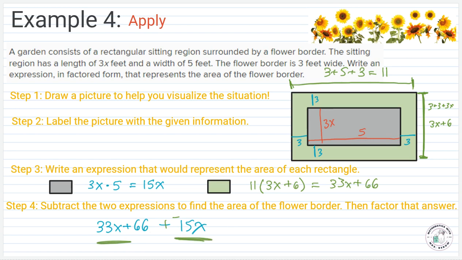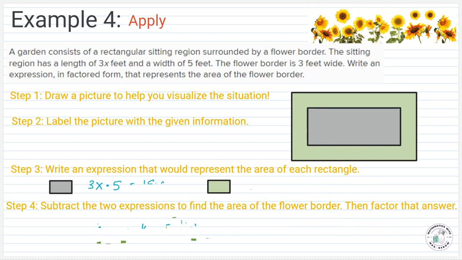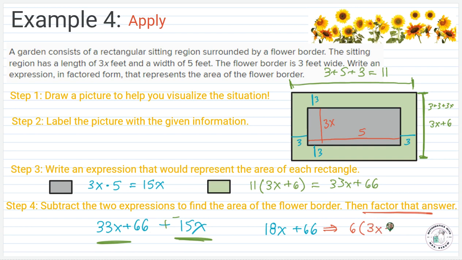33 minus 15 is going to end up being 18x plus 66. That would be my answer that's not factored, but they do want us to have our answer in factored form. So we just have to figure out, okay, what's the largest number that both 18 and 66 can be divided by? That is going to end up being 6. So to factor it, 6 is my GCF, so inside the parentheses, 6 times what is 18x? That would be 3x, plus, and then 6 times what is 66? That would be 11. And that would be my final answer here.